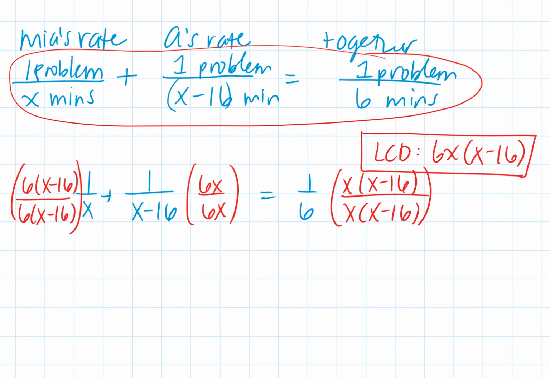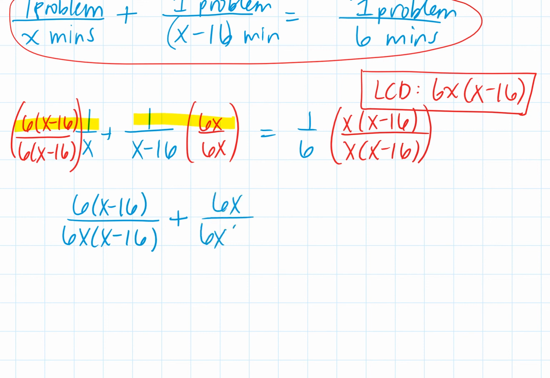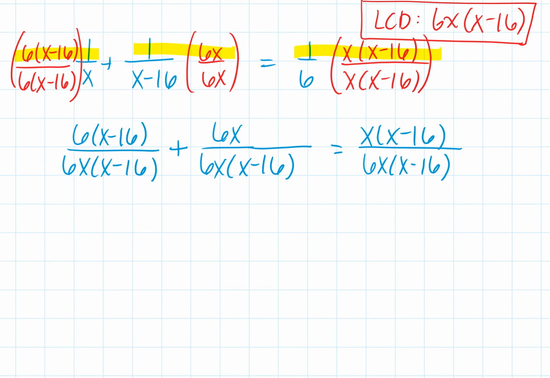Okay, let's multiply this out. If we're multiplying 6 times x minus 16 times 1, that just gives us 6 times x minus 16. Plus, here we're multiplying 1 times 6 times x. That gives us 6x. And again, multiplying by 1 makes this a little bit easier. Since my denominators are equal, my numerators must be equal.